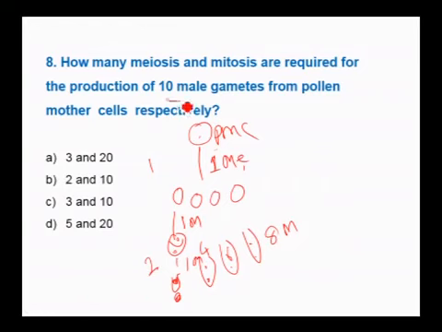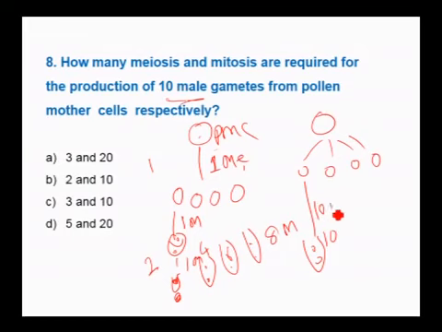But here it is 10, therefore, you have to go for one more pollen mother cell, which will also produce 4 microspores, and this will produce 2 gametes. So, you will get 10 mitosis, but 1 meiosis here. Therefore, it should be 2 meiosis and 10 mitosis. Therefore, the answer is 2 and 10.